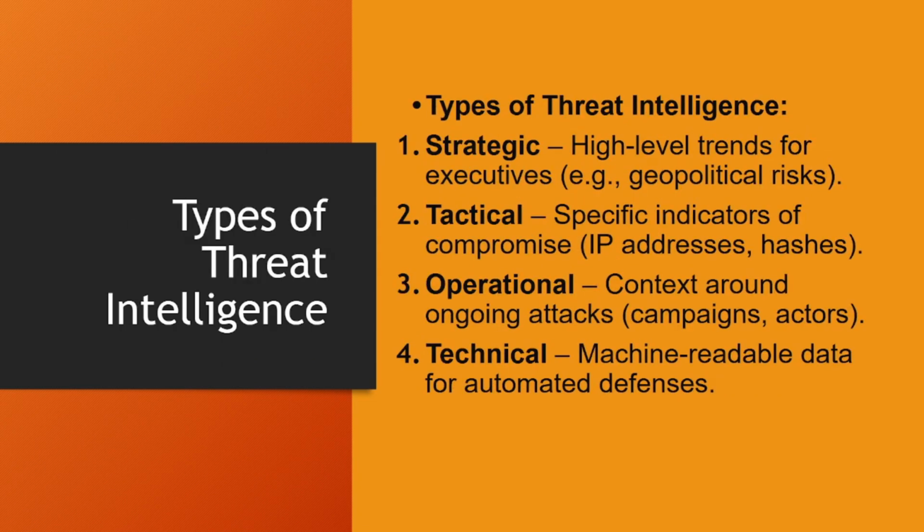The types of threat intelligence, right? So we have 4 here. We have strategic, which is high-level trends for executives; tactical, specific indicators of compromise, such as IP addresses and hashes; operational, context around ongoing attacks, so campaigns or actors; and then number 4, machine-readable data for automatic defenses.